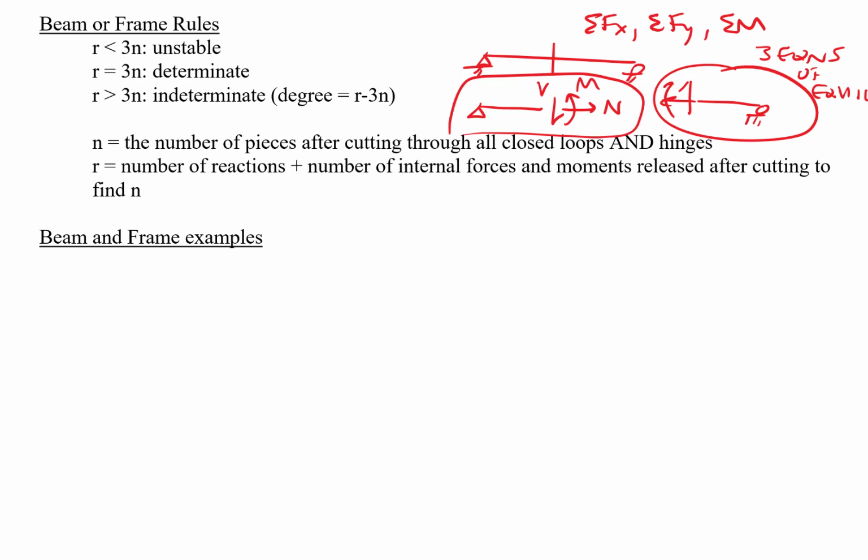My number of reactions is just like it was for trusses. And now I need to add my number of internal forces and moments, which will always be 3 if I cut a beam. If I cut a hinge, I only release 2, shear and axial.